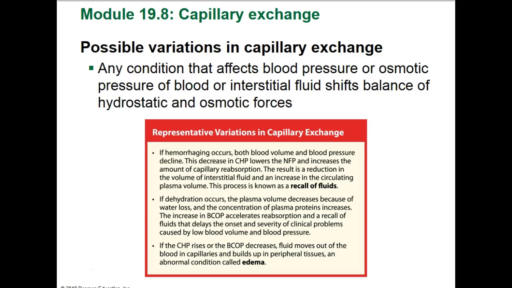Now we have different variations in this exchange. If there's a condition that affects your blood pressure or your osmotic pressure, this can shift the balance. So they give some examples. If you have hemorrhaging, both your blood volume and blood pressure decline. That decreases your hydrostatic pressure lower than the net filtration pressure. That increases the amount of capillary reabsorption, and therefore you get a reduction in the volume of the interstitial fluid and an increase in circulating blood volume. We call that recall of fluids.